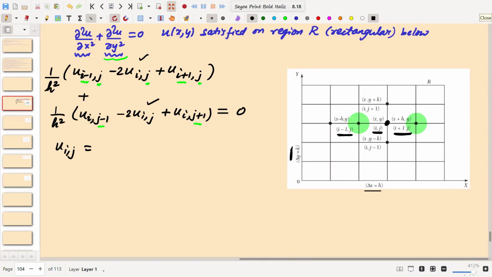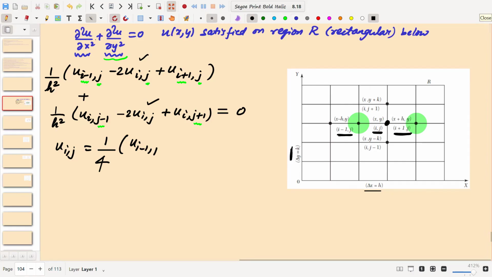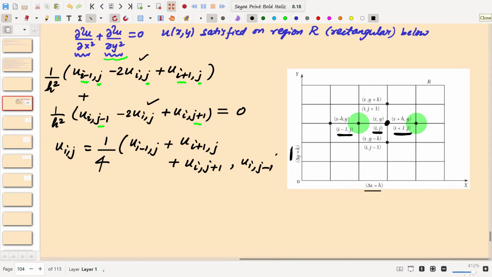So what will you have? Is it correct to say u(i,j) is nothing but 1/4 times u(i-1,j) + u(i+1,j) + u(i,j+1) + u(i,j-1)? Is it correct?